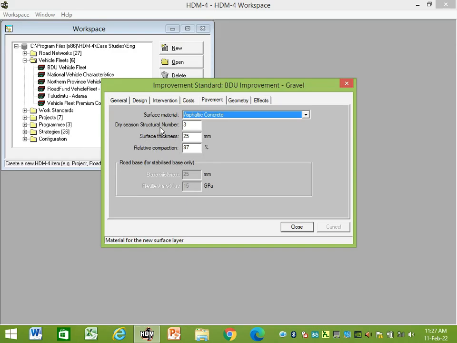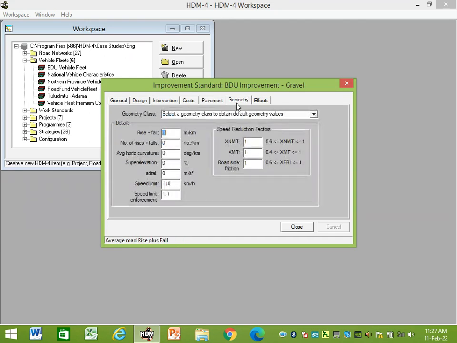Dry season, structural number, it says 3. Unless you have other data, we just take it as it is and go to the next one. Geometry.